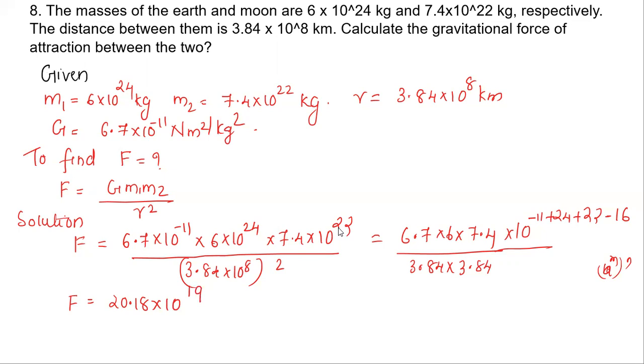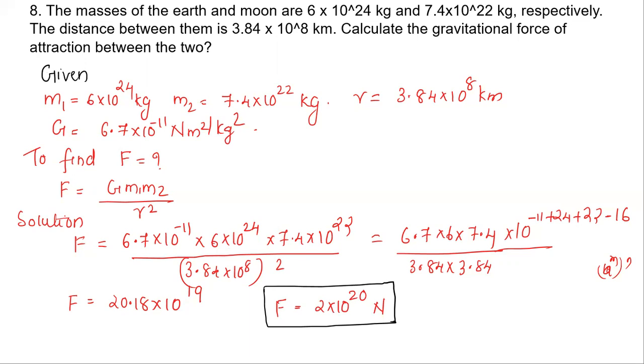On approximating this, we will get, we can add 1 here. Okay. That is 20.2 will come. Again, we can approximate it. That is, we can write this as F is equal to 2 into 10 raised to 20 Newton. Unit of force is Newton. Okay. This is the gravitational force of attraction between Earth and Moon.